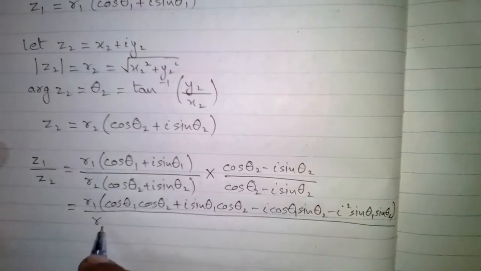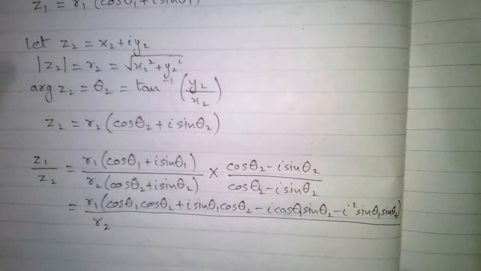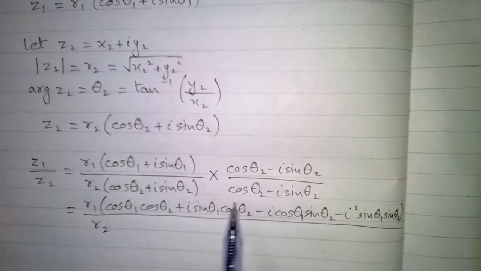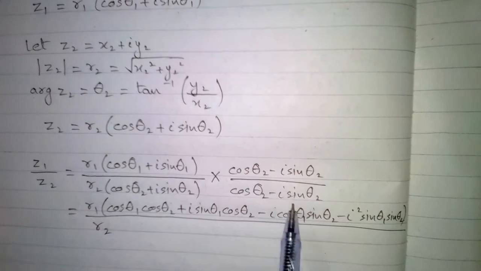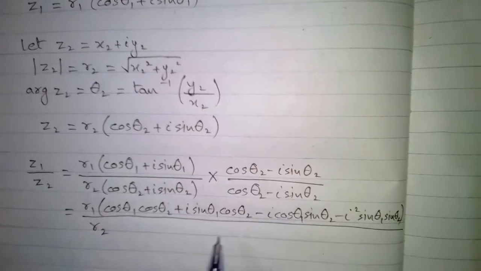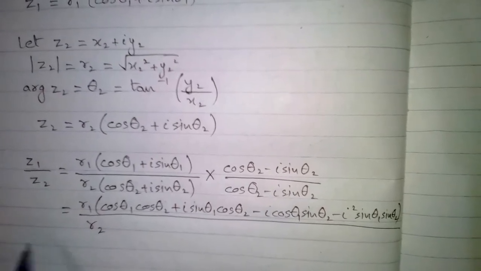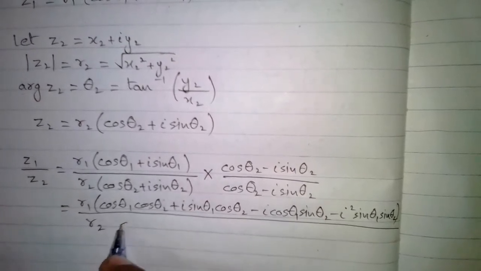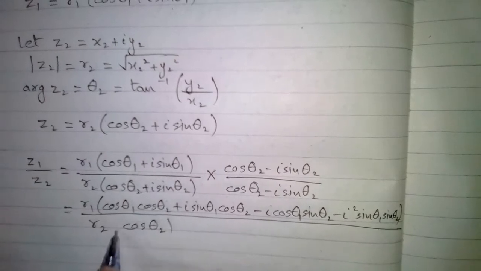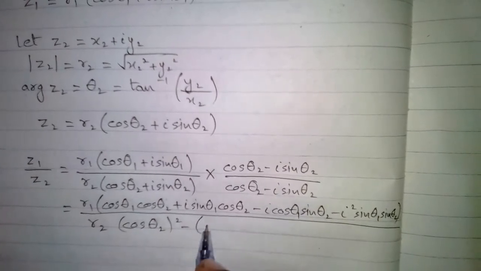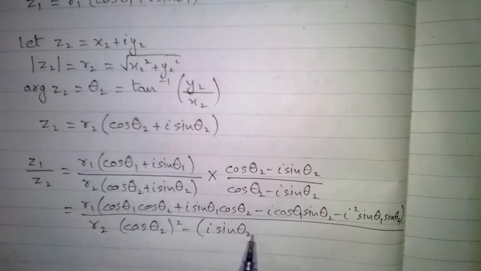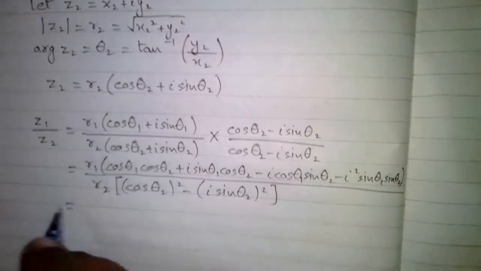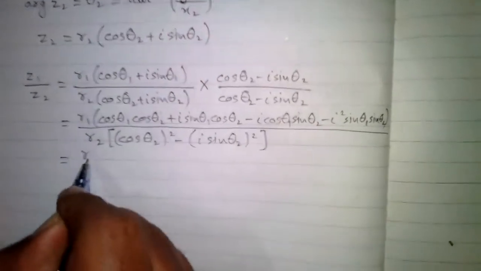upon r2. Now we have to multiply cos theta 2 plus iota sin theta 2 by cos theta 2 minus iota sin theta 2. So here we can apply the formula a plus b times a minus b, which is equal to a square minus b square. So we have cos theta 2 square minus iota sin theta 2 square. Now r1.